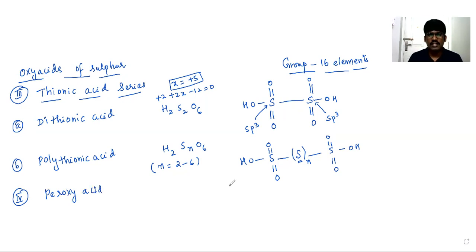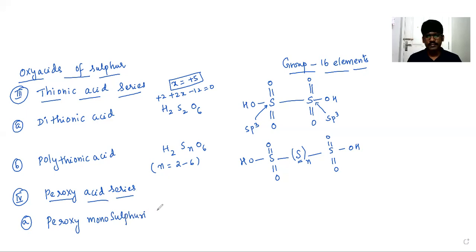So, the peroxy acid series. Next one we have is the peroxy acid series. Under that, the first one we have is peroxy monosulfuric acid. Peroxy monosulfuric acid is also called Caro's acid.